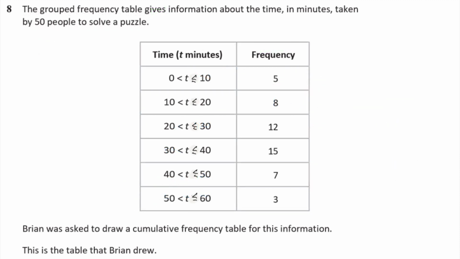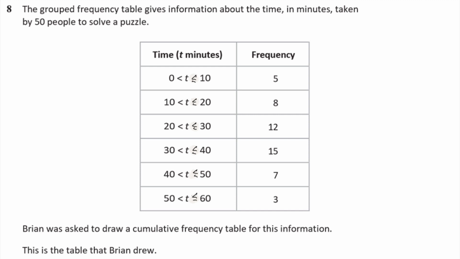Question 8. The group frequency table gives information about the time in minutes taken by 50 people to solve a puzzle. So 5 took between 0 and 10, 8 took between 10 and 20, 12 took between 20 and 30, 15 took between 30 and 40, 7 took between 40 and 50, and 3 took between 50 and 60.